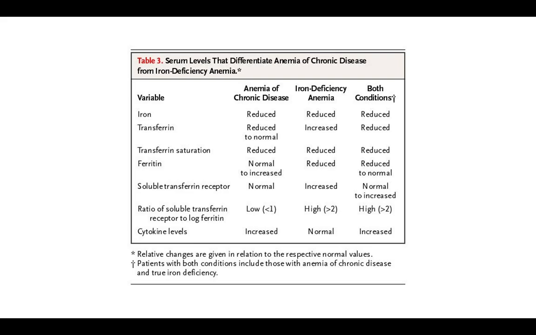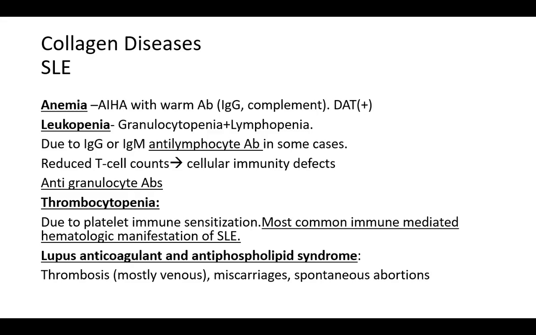And also, as I pointed out, cytokine levels are increased in anemia of chronic disease, whereas they are normal in iron deficiency anemia. So we're coming to certain diseases where we can discuss what the features of hematological values are in those disorders. I will give you some examples. For example, one of these is collagen diseases and SLE.